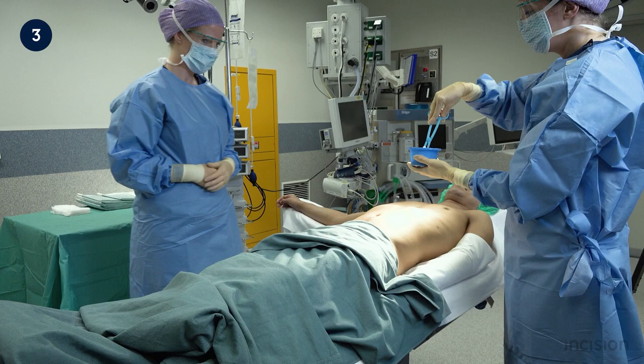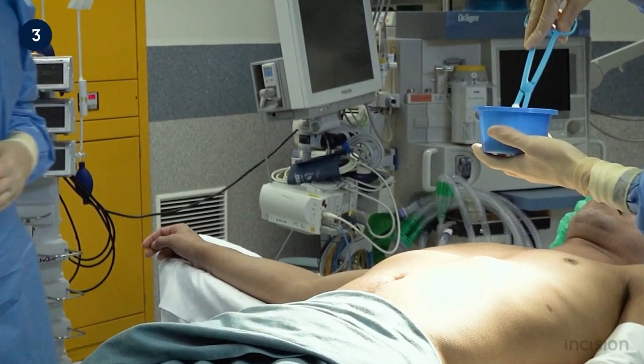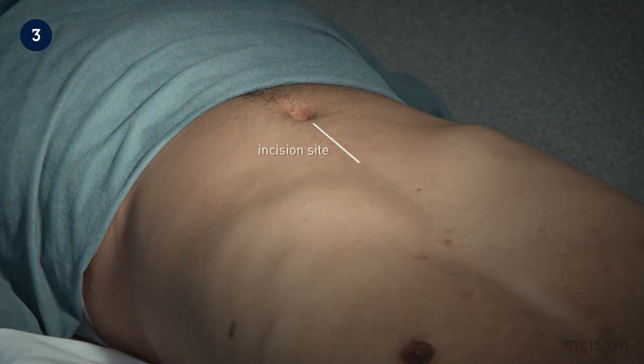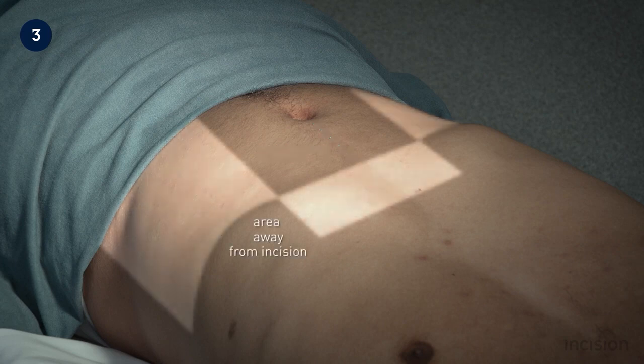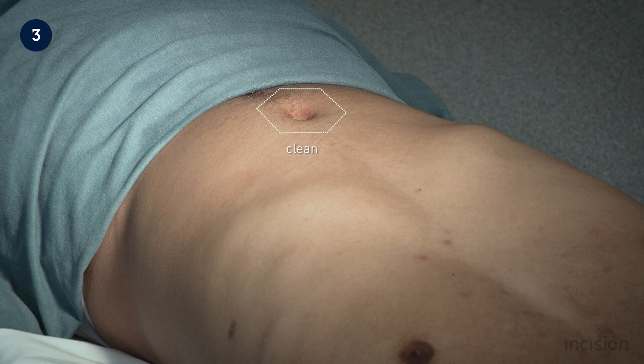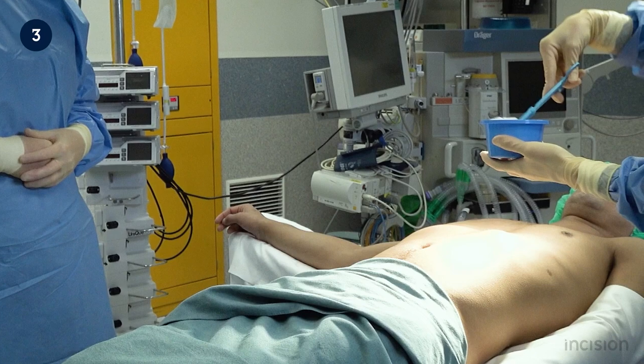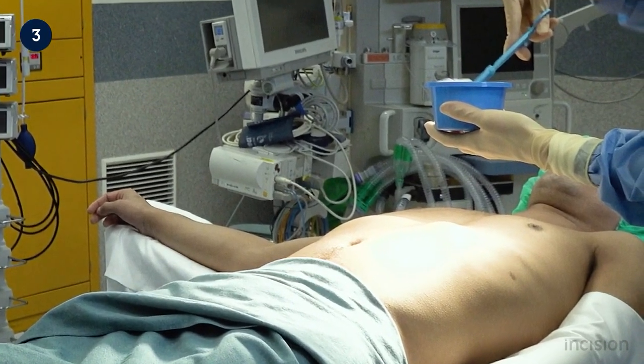The skin can be cleaned with a number of different patterns. Whatever the pattern, the principle is to start around the incision site and clean the skin adjacent to it first. Thereafter, clean the skin away from the incision site. In some parts of the body, there are dirty and clean areas. On the abdomen, the area around the umbilicus is considered clean, while the umbilicus itself is considered dirty and is therefore cleaned last. With this principle in mind, observe how the abdomen is now cleaned.